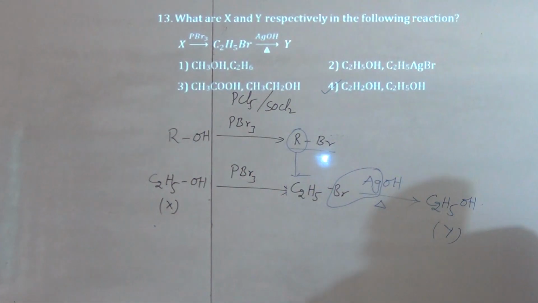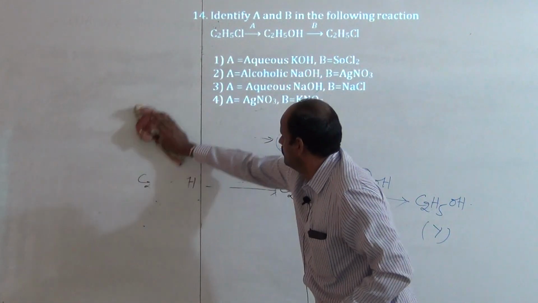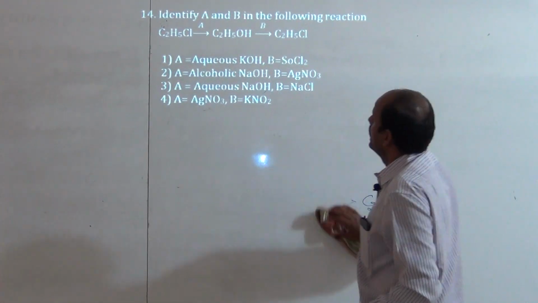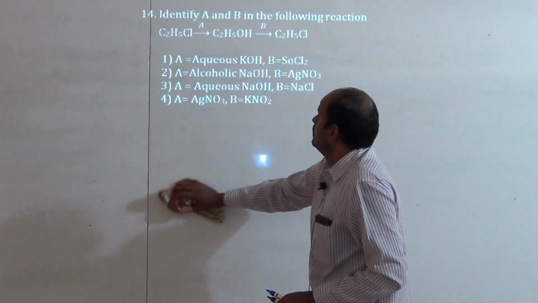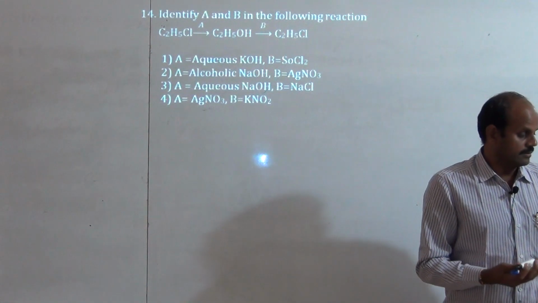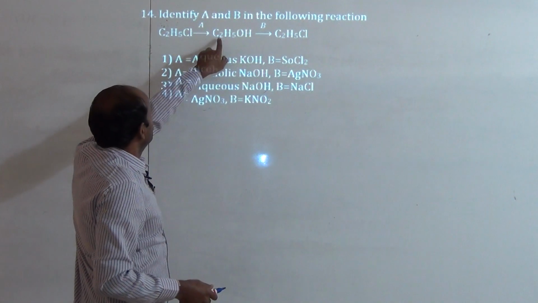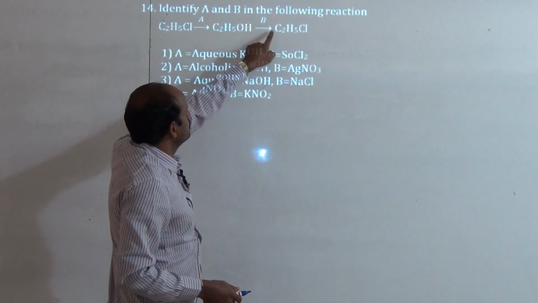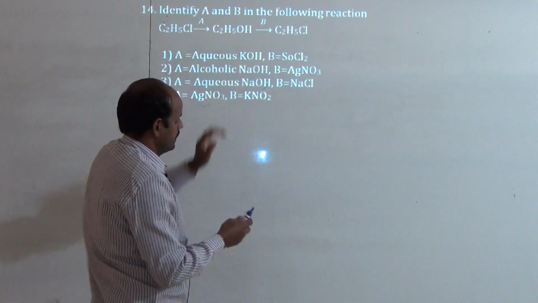Next one. Read the bit. Identify A and B in the following reaction. Ethyl chloride on heating with some reagent A gives C2H5OH. On reacting with the reagent B, it gives C2H5Cl. Then identify A and B.